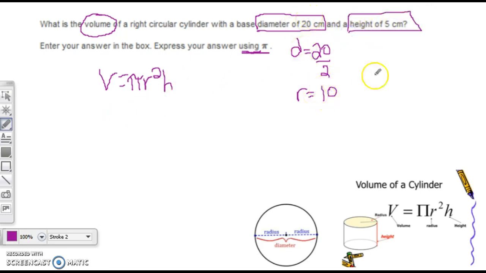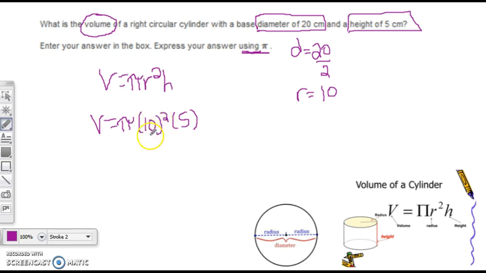So let's go ahead and plug in what we know. The radius is 10 and the height is 5. Be really, really, really careful not to plug in that 20. You cannot plug in a diameter for a radius. Got to make sure you take care of that.